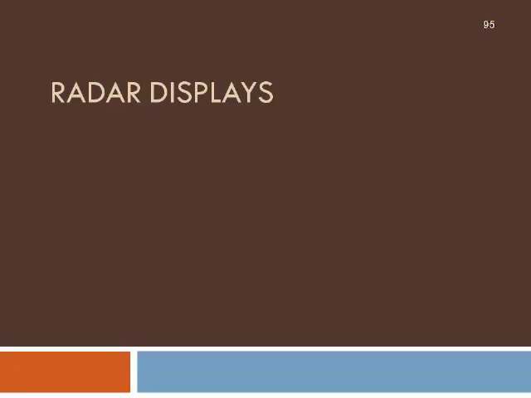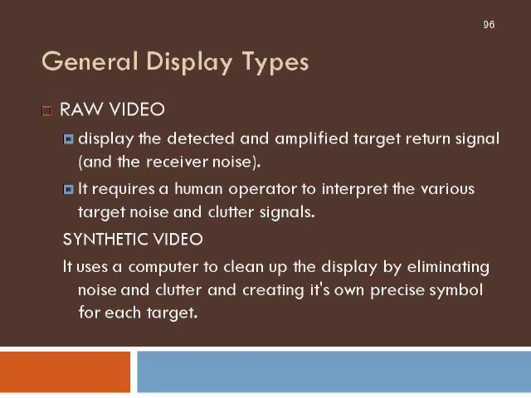Now we will concentrate on radar displays, and how the final data can be displayed. There are definitely two techniques. One is raw video display. Here the display is the detected and amplified target return signal and the receiver noise. It requires a human operator to interpret the various target, noise and clutter signals.